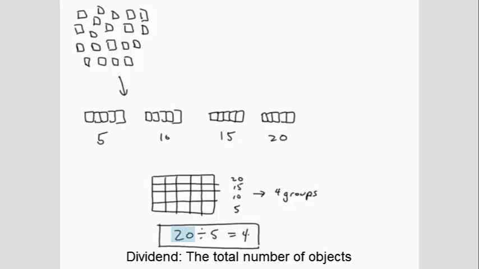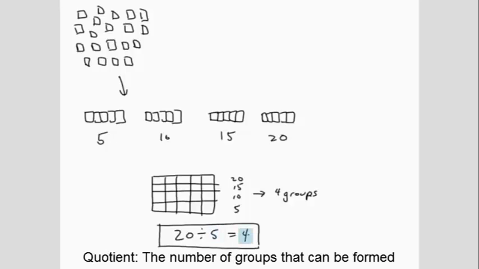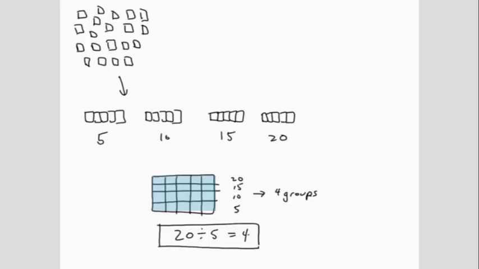The dividend is the number before the division symbol, and this represents the total number of objects. The divisor is the number after the division symbol, and it describes the size of the groups that are being made. The result is called the quotient, and this is the final number of groups that have been made from the original setup. The grid is a visual reminder of this process, and we will use it in a couple different ways. But when it comes to computation, you should be able to perform the division calculations relatively quickly without having to draw out individual boxes.